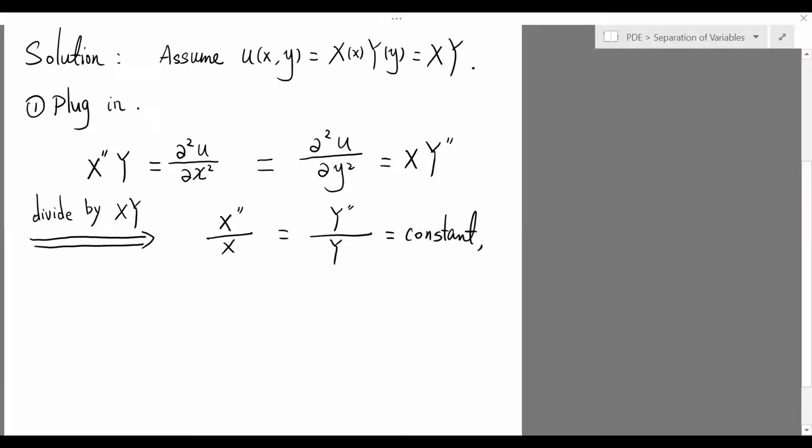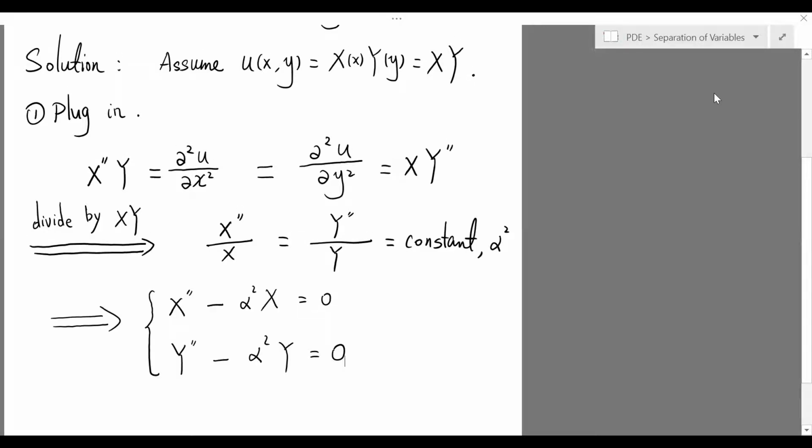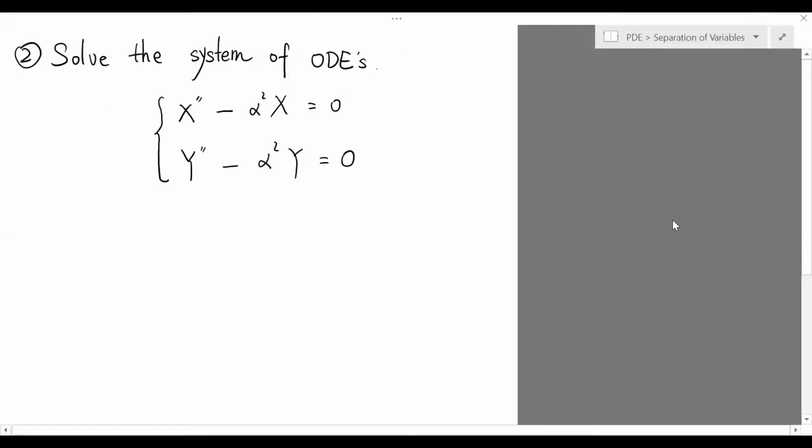For the sake of convenience, we're going to denote this constant as the square of the constant alpha. As a result, we end up with a system of two ordinary differential equations, each of which depends on one of those two independent variables. The second step is to solve this system of ordinary differential equations. We have to consider a few different cases in accordance to the value of alpha squared.